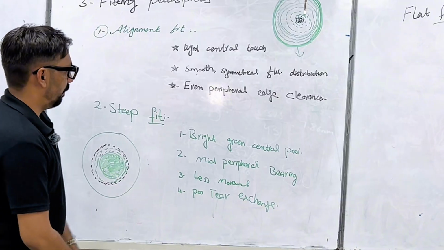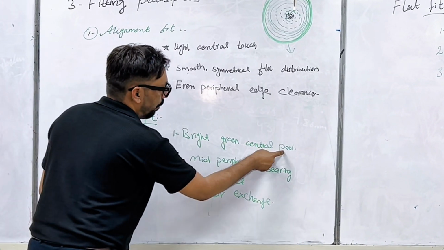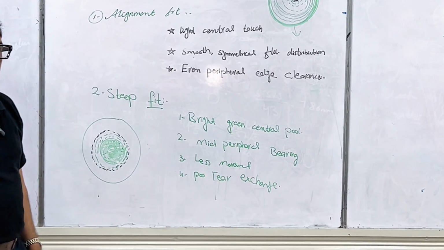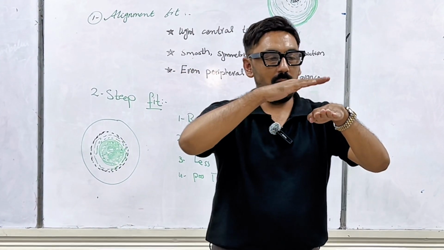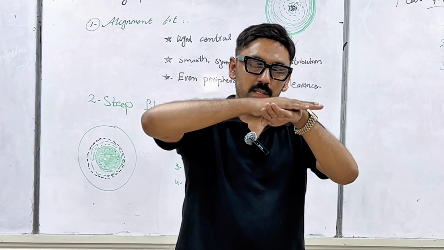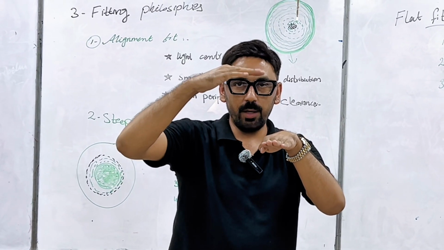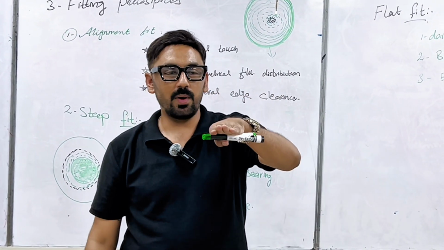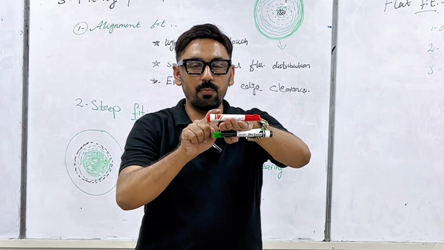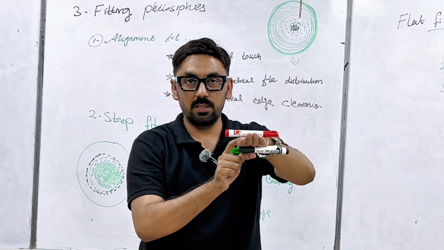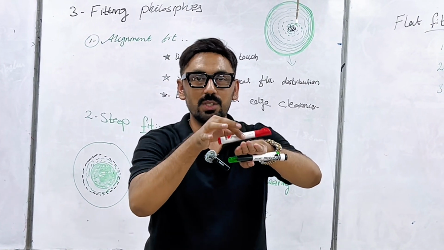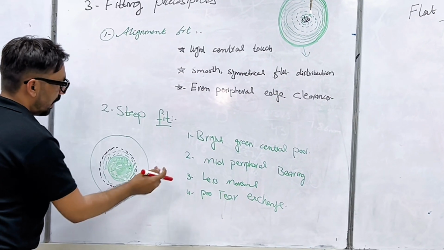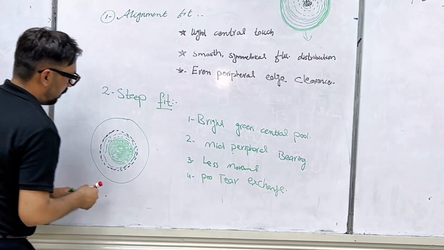And what are the characteristics? Number one, bright green central pool, as you can see over here, right? Mid peripheral bearing. What is bearing now? Bearing is, for example, if I have this hand and my other hand is like this, then this hand is bearing the weight of this hand, right? For example, if I put this marker like this, the weight of the marker is borne by my hand. So this is bearing, meaning both surfaces are touching. So the mid peripheral bearing means this black area.